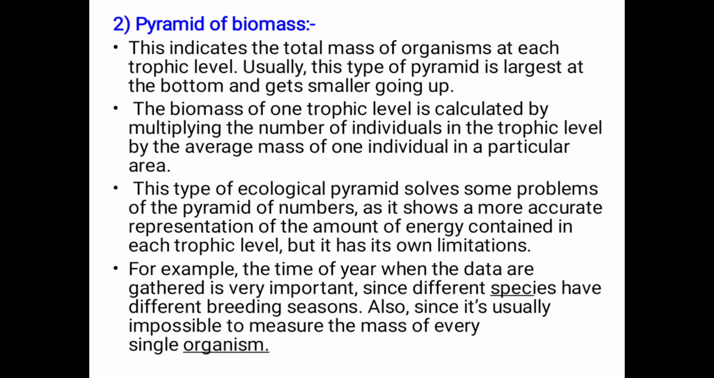The biomass of one trophic level is calculated by multiplying the number of individuals in the trophic level by the average mass of one individual in a particular area. This type of ecological pyramid solves some of the problems of the pyramid of numbers, as it shows a more accurate representation of the amount of energy contained in each trophic level, but it has its own limits. For example, the time of year when data are gathered is very important, since different species have different breeding seasons. Also, it is usually impossible to measure the mass of every single organism.